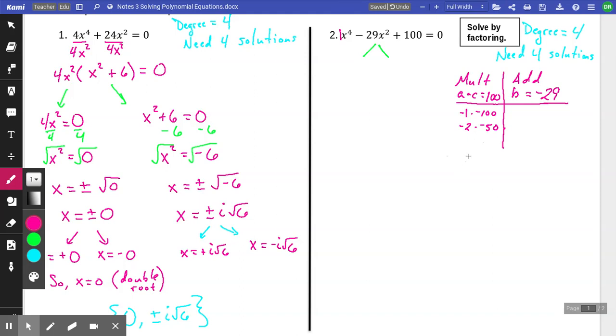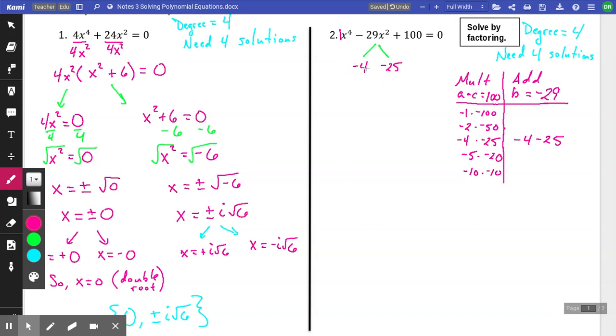I'll go ahead and write these out. So here are all of our possible integer values that would multiply to 100 here if they're both negative. And you notice just one of them gives us that negative 29. It's if we use a negative 4 and a negative 25. Okay, so when we split the middle here, we're going to get negative 4 and negative 25.